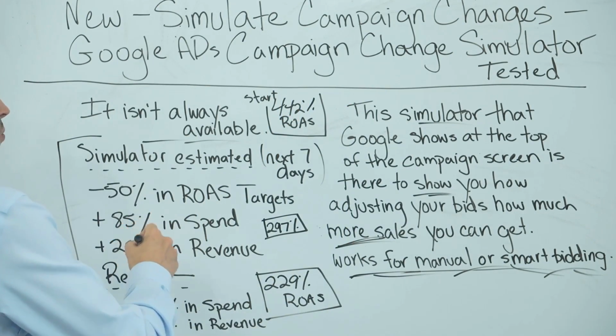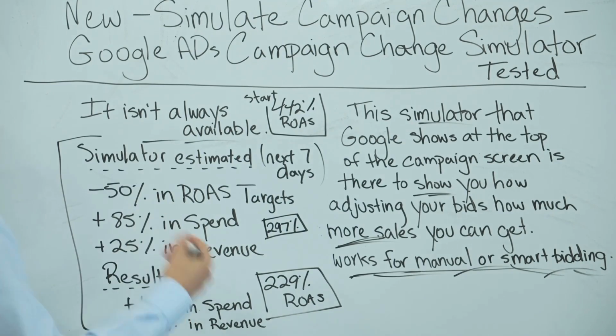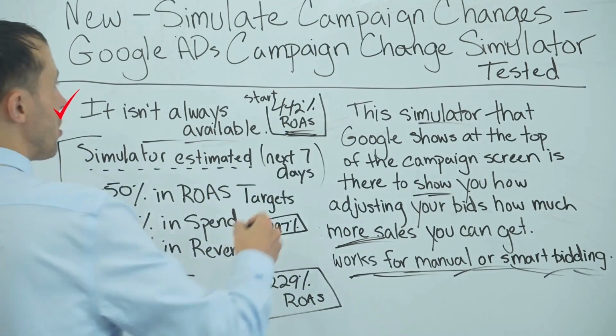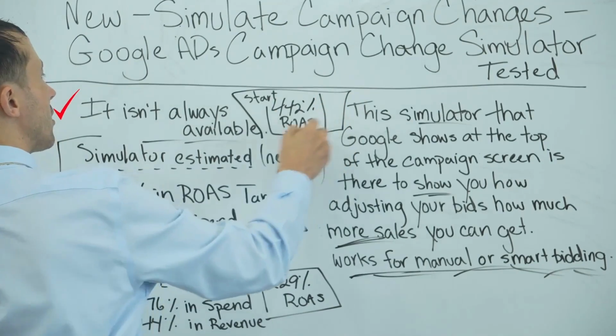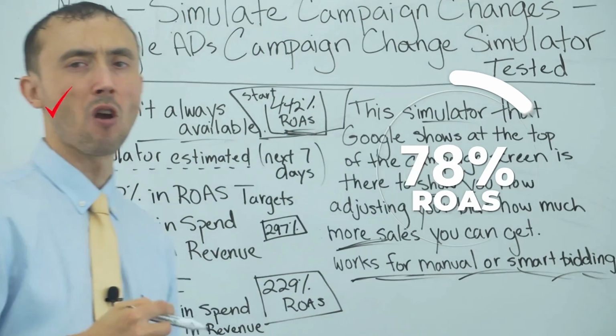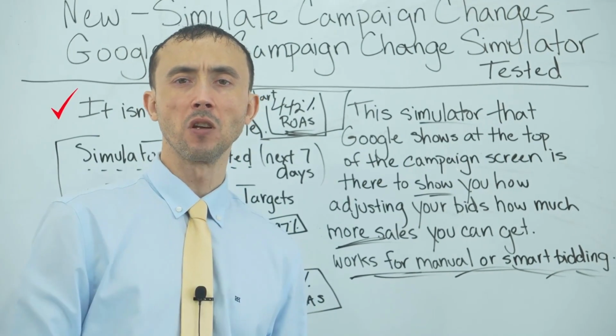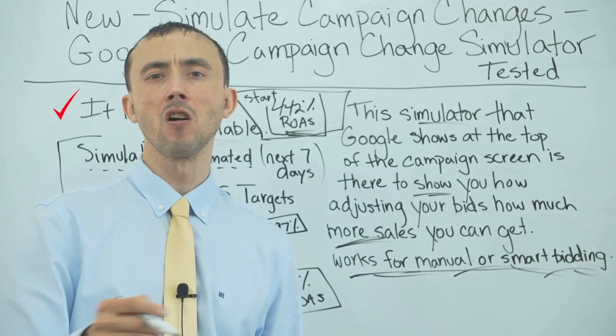Anyway, with that said, we had a search campaign here that had smart bidding on it, specifically maximize conversion value smart bidding. The starting ROAS that this particular campaign had, it was starting out with a 442 ROAS on this particular search campaign that had a long history.